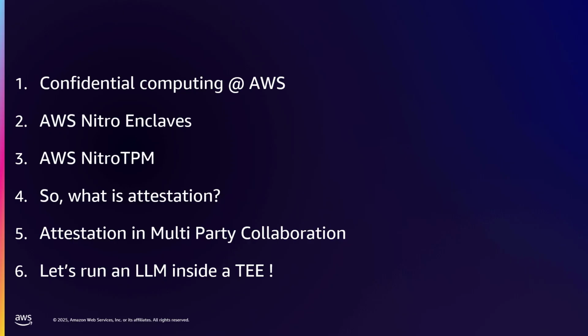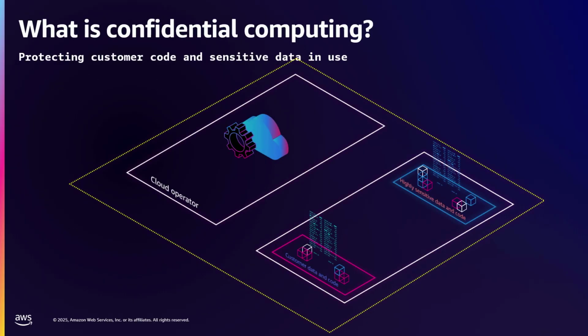It's a packed 1 hour agenda here. We'll start off with a very, very brief introduction to confidential computing, right? And then we'll move on to the types of trusted execution environments, the options that you have available on AWS. And then we'll jump right into code, right? I promise we'll keep the slides to a bare minimum. So let's start with confidential computing.